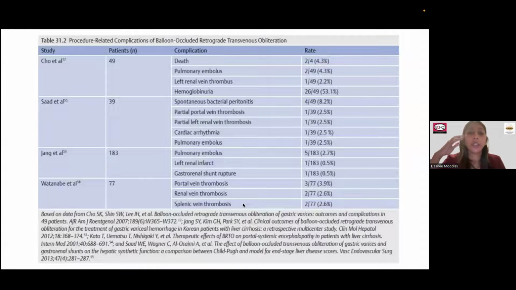This is just showing the procedure-related complications of BRTO at several centers, the main ones being thrombosis, whether it be the renal vein, the portal vein, or the splenic vein, as well as PEs, and then a few had death.